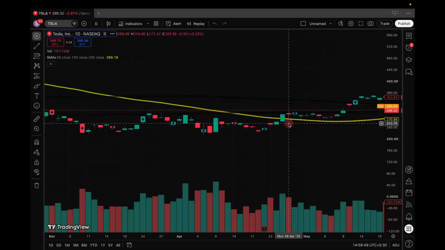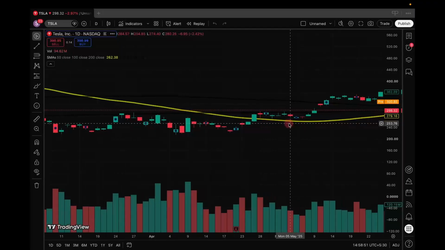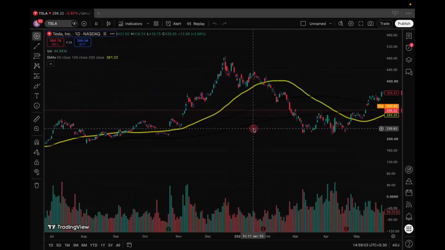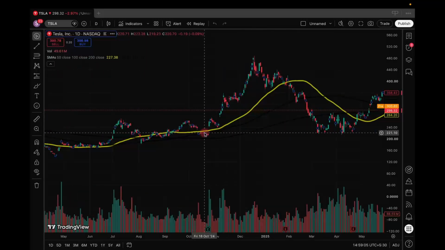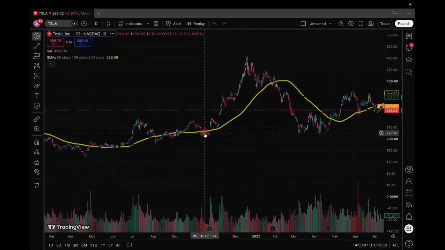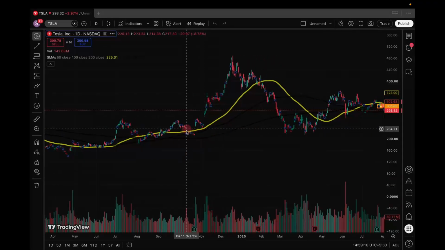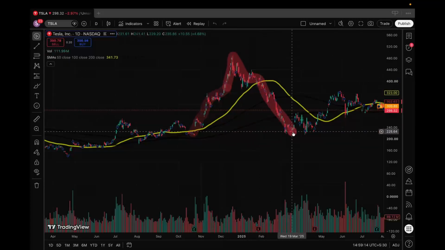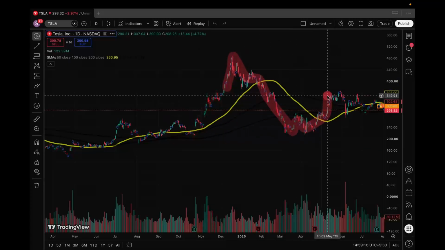The 50 MA itself is starting to flatten out. It's no longer pointing steeply downward. That is another sign that the worst of the selling pressure may be over. Right? So now let me zoom back to show you the full picture, and let me bring it all together. Right? So from the October, right? So this is basically this video we've talked about the uptrend, crash, the recovery.